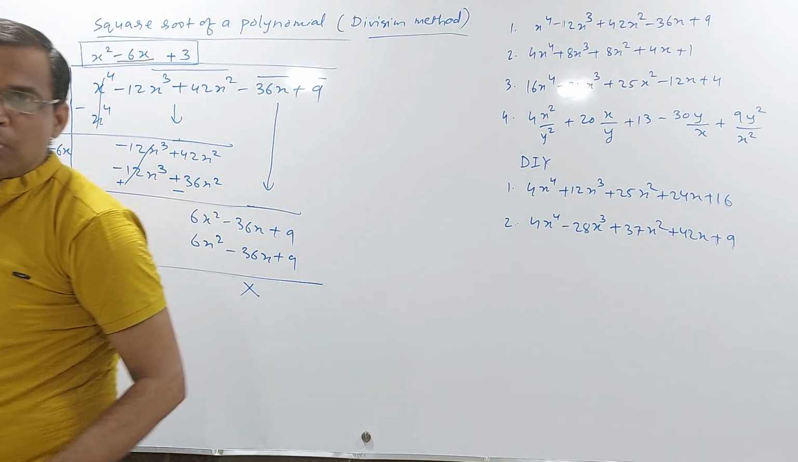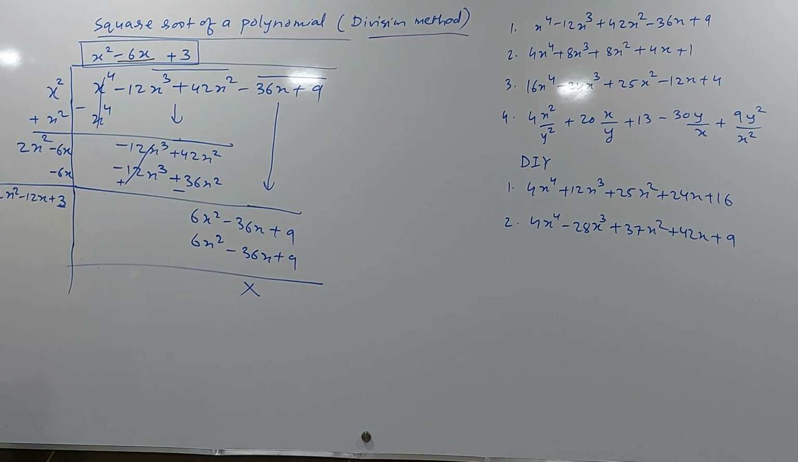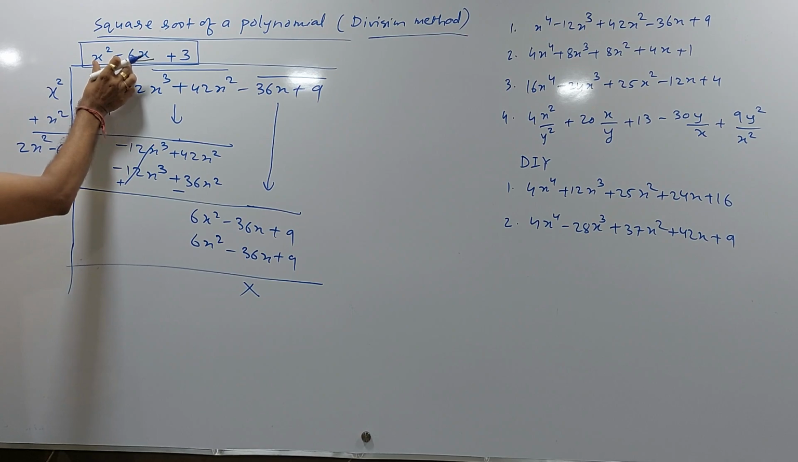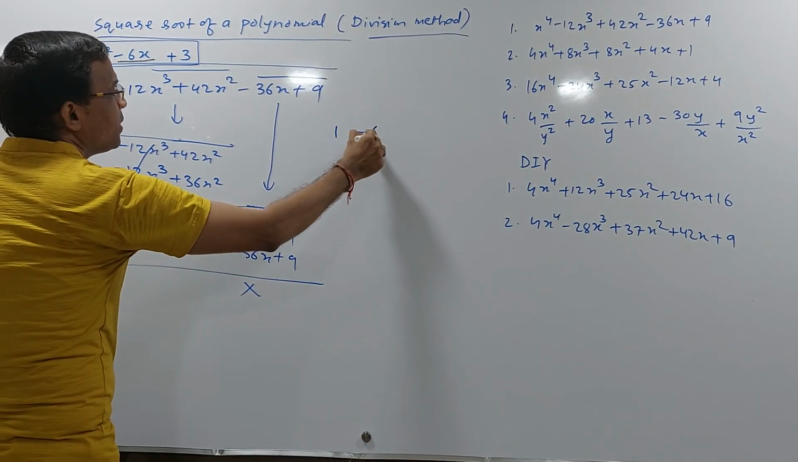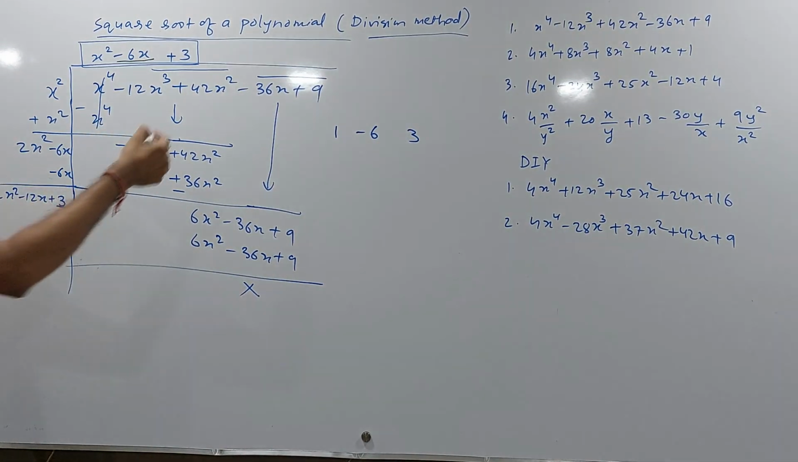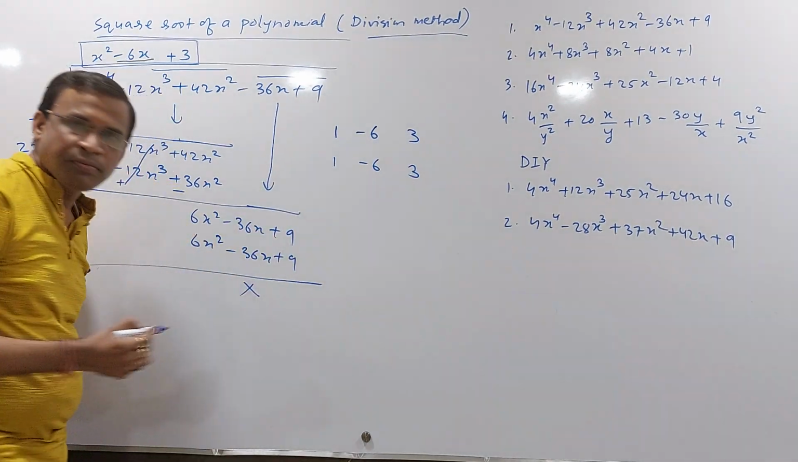Now just to confirm your answer, I am giving you 2 tips. What is that? I am writing the coefficients of this answer. So it is 1, minus 6 and 3. I am writing it again: 1, minus 6 and 3.